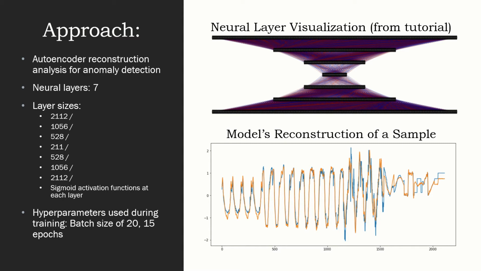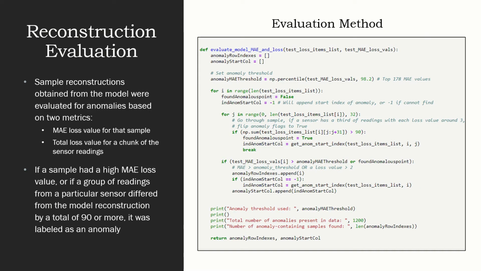In order to create reconstructions of data for anomaly detection, I decided to build my model using 7 neural layers with sizes of 2,112, narrowing down to 211 at the bottleneck, and then 3 more layers fanning back out to the original input size. The model was trained for 15 epochs on training data from the North Conservatory, with batches of 20 samples passing through the model before gradient calculation.